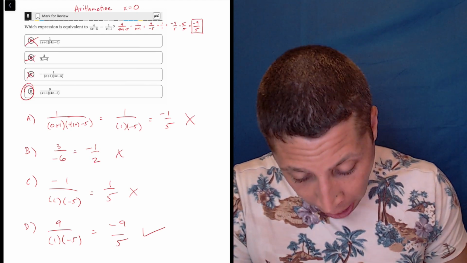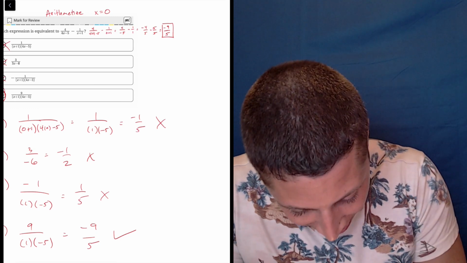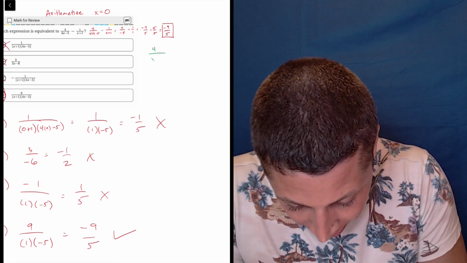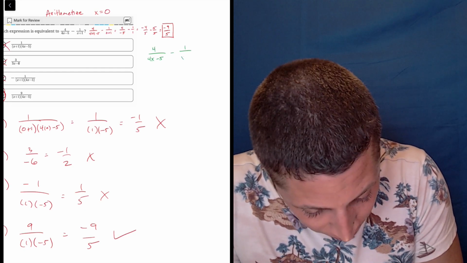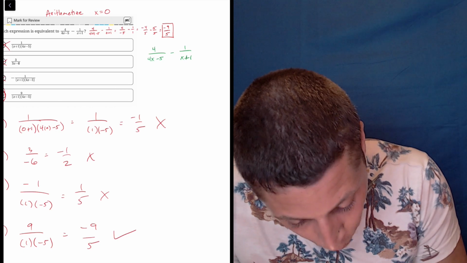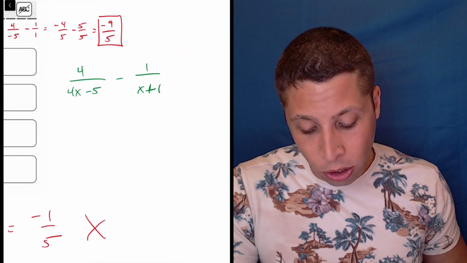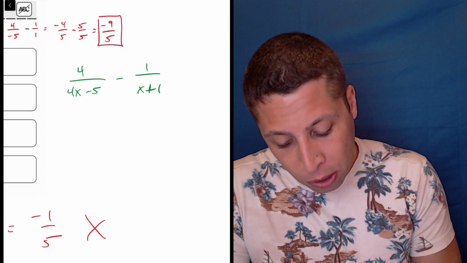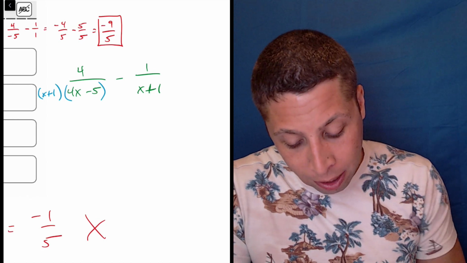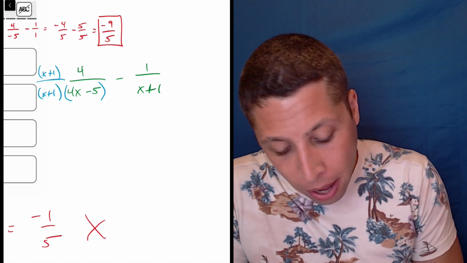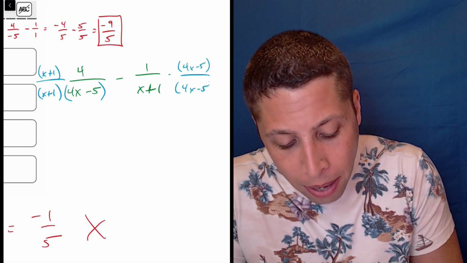Now, if you wanted to do the algebra here, let's go over here. So 4 over 4x minus 5, minus 1 over x plus 1. Basically, if you wanted to think algebraically here, you would need to remember how fractions get combined. In order to do it, we need to have common denominators, which means we're going to need to multiply by the missing piece. So this is going to get multiplied by x plus 1 on both the top and the bottom, and this is going to get multiplied by 4x minus 5 on both the top and the bottom.